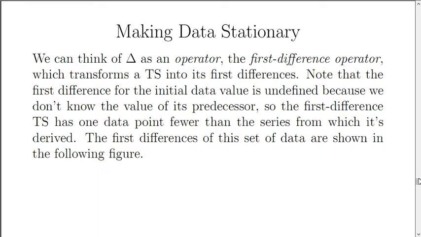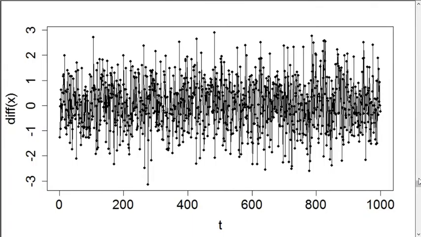Now, if we have a time series process, that's fine. We've got first differences for all the values. But for an observed realization of a time series process, the first difference from the initial value is undefined because we don't know its predecessor. So in that case, the first difference time series has one fewer data point than the series from which it's derived. The first differences of the set of data we showed in the previous graph are shown here. And now we have a time series which is stationary.